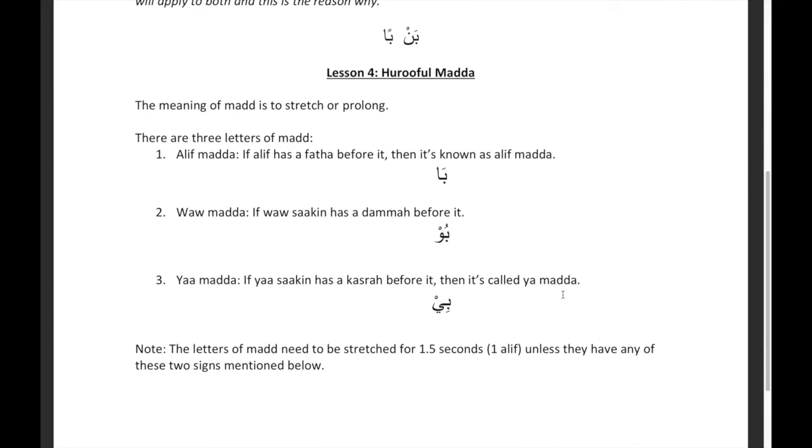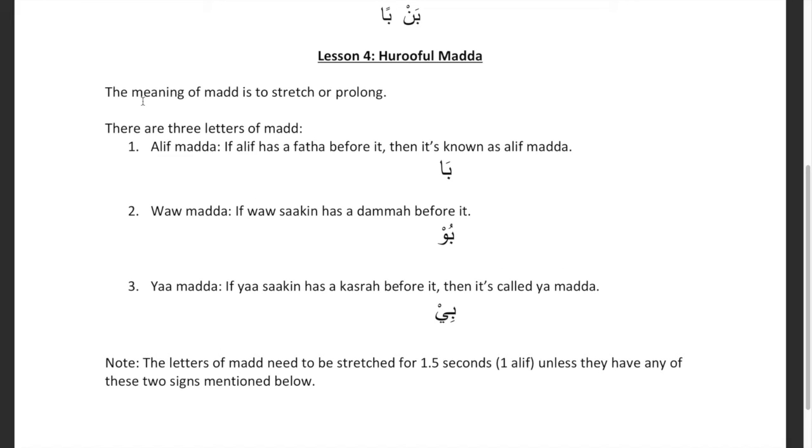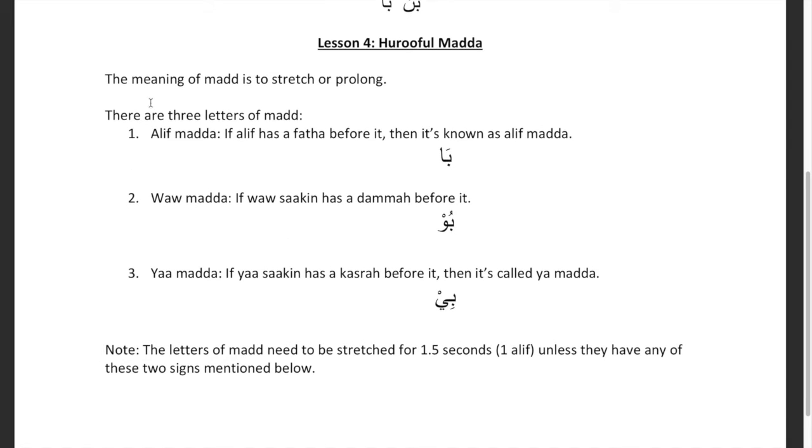Next is huruf al-madda. The meaning of mad is to stretch or prolong. There are 3 letters of mad. Alif madda. So remember we said if the alif has nothing on it, then it is alif. And if the alif has a fatha before it, then it is known as alif madda because you will stretch it. So this will be pronounced as ba.